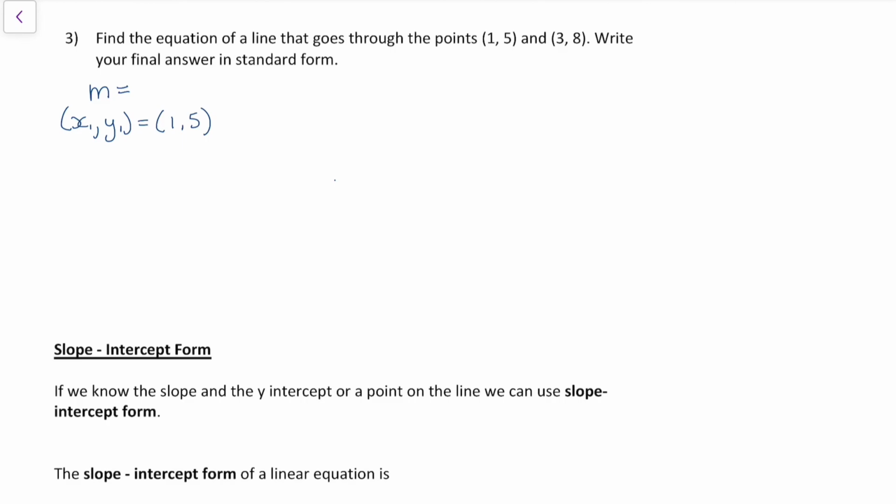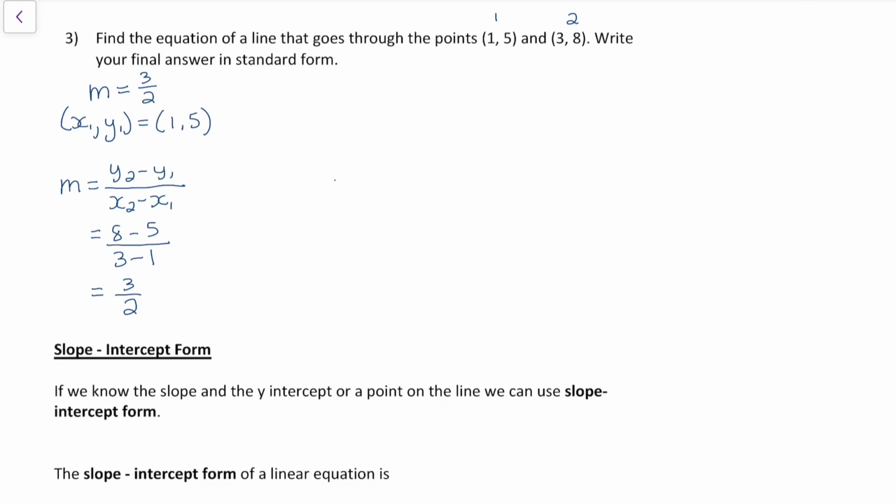So again, they haven't told me my slope, so I have to do a bit of detective work, and I'm going to use my slope formula in order to find the slope of a line that goes through those points. This is my point 1, and this is my point 2. So I'm going to do 8 minus 5 over 3 minus 1, and I get 3 over 2. So my slope is 3 over 2.